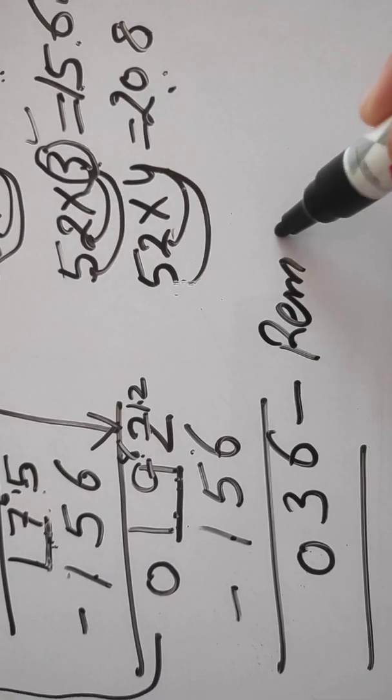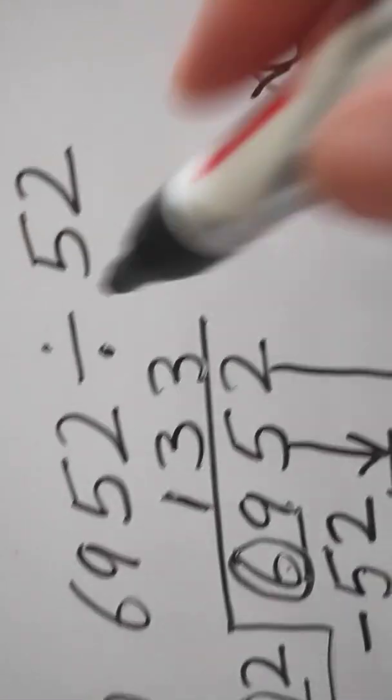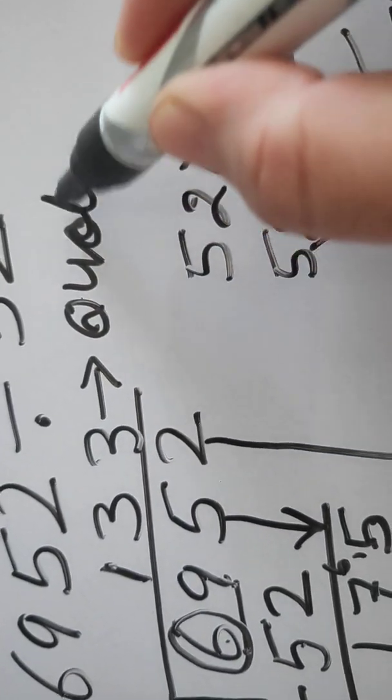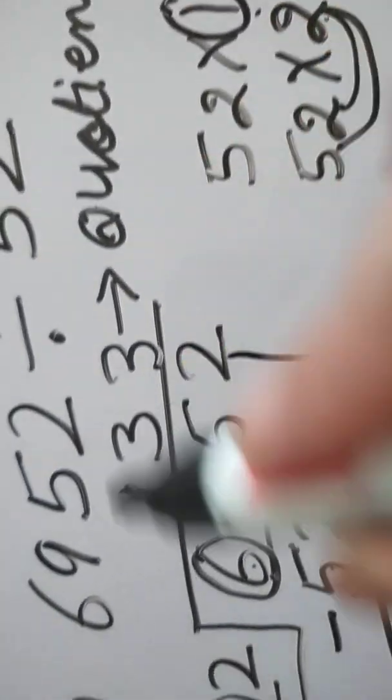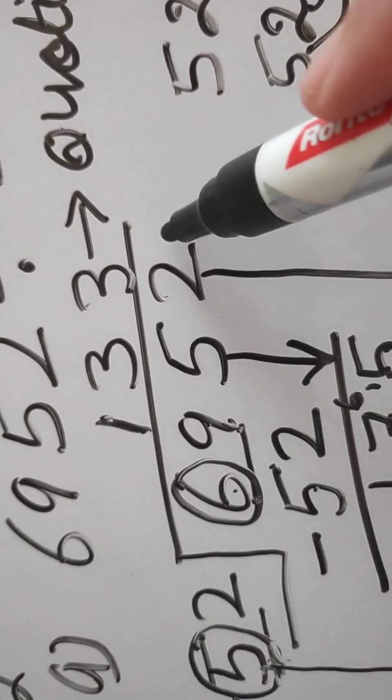So our remainder is 36. What is our answer here? The division answer is called the quotient. So the quotient is 133. What is our divisor here? 52. And what was the dividend?